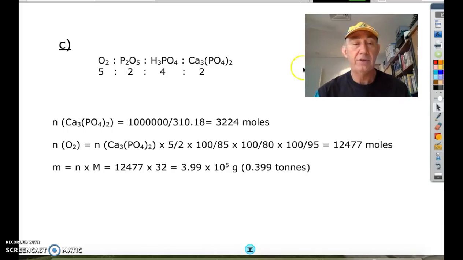With the second reaction, we're going from calcium phosphate back to oxygen. So the mole ratio between the calcium phosphate and the oxygen, for 2 moles of this, I would make 5 moles of oxygen. So step 1, turn my mass of product into moles. Second step, work out how many moles of oxygen you're going to make at 100% efficiency, and then multiply by my efficiencies, which gives me 12,000 moles of oxygen being made, and then turn that into a mass.